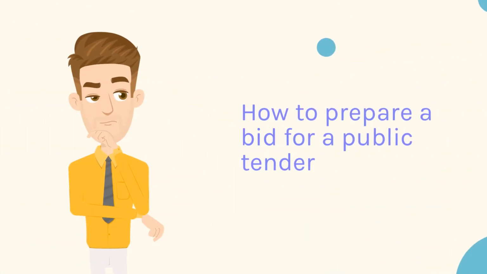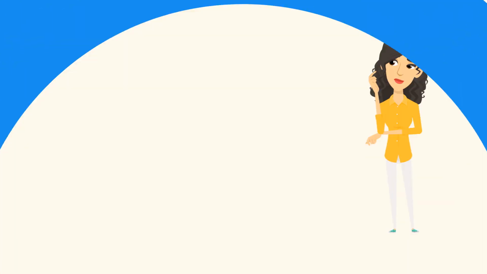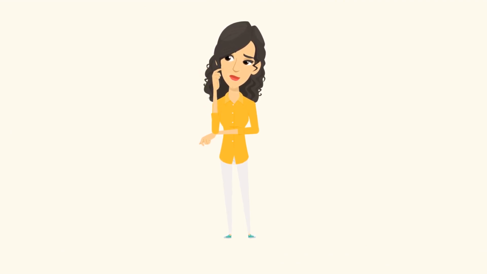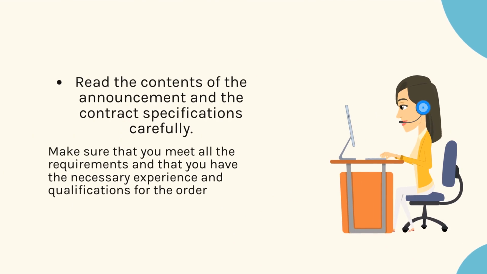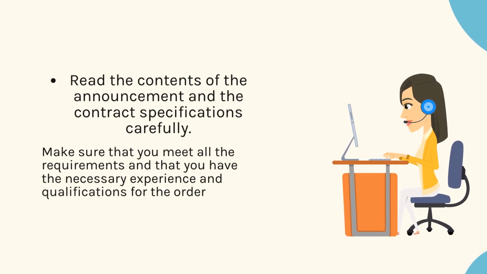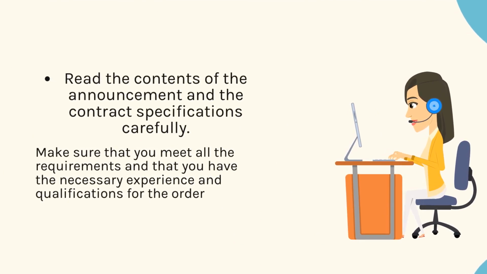How to prepare a bid for a public tender. Preparing a good bid for a public tender requires, first of all, a thorough understanding of the announcement and the contract specifications. Here are some tips on how to prepare a good bid. Read the contents of the announcement and the contract specifications carefully. Make sure that you meet all the requirements and that you have the necessary experience and qualifications for the order.